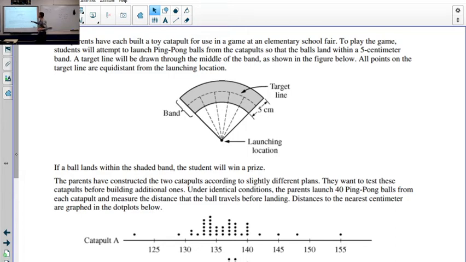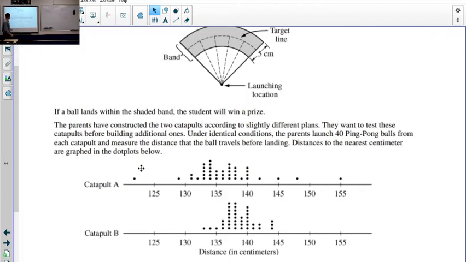Now the parents have two different catapults that we're launching according to slightly different plans, and they want to test how effective and how useful each of them are. So they build two different catapults, A and B, and test out launching 40 ping pong balls from each of them. And here are the two dot plots we get from this data.